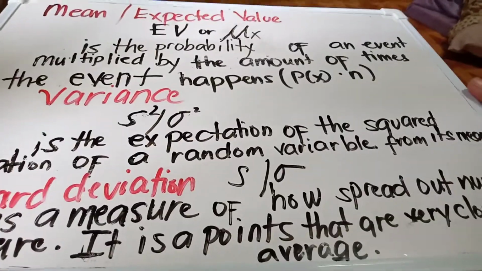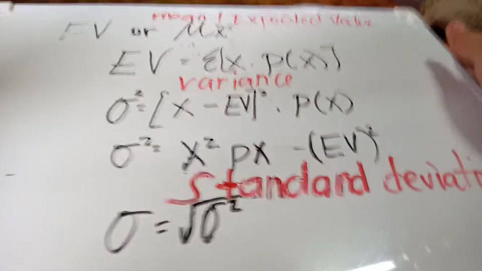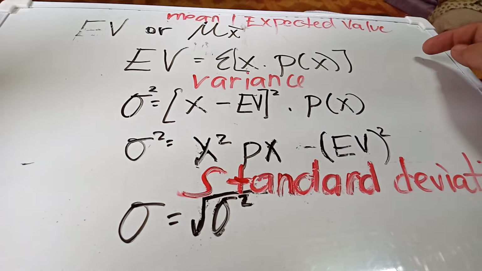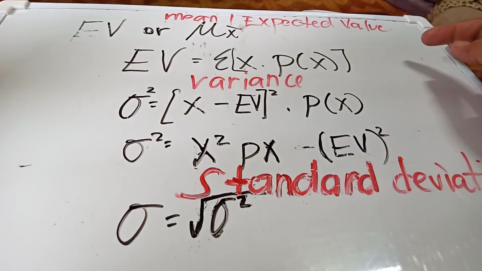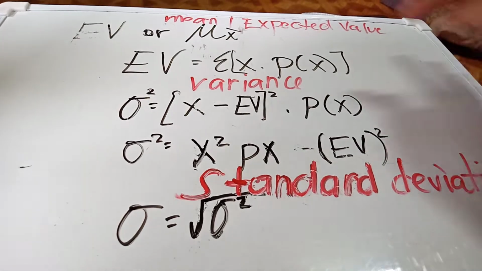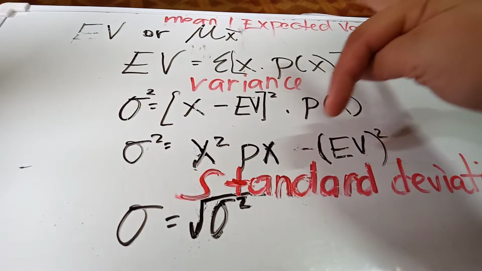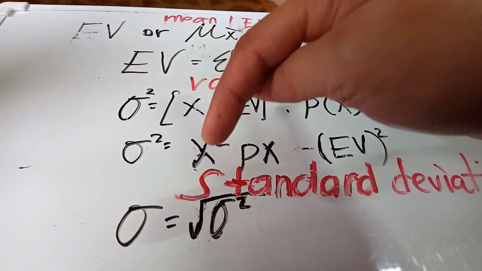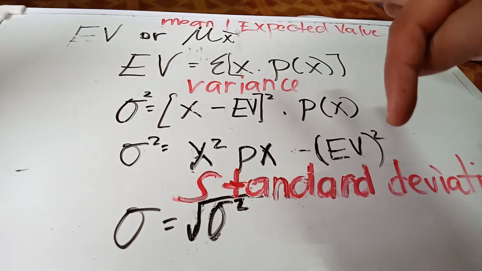Okay, we will proceed. What is the formula for the variance and standard deviation? For the mean or expected value, we have the summation of x times p(x). The variance is the summation of (x minus the expected value) squared times the probability. Or we can also use this formula with the same answer: x squared times probability minus the expected value squared.